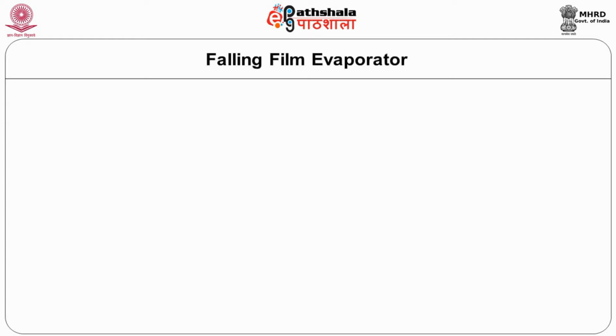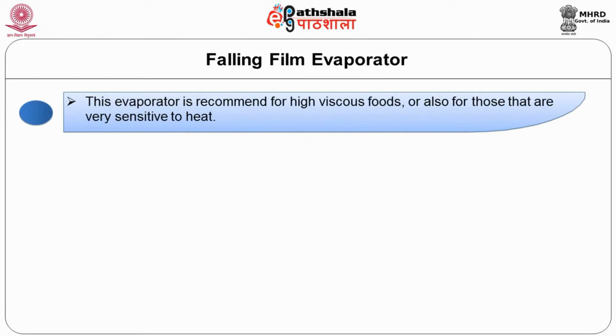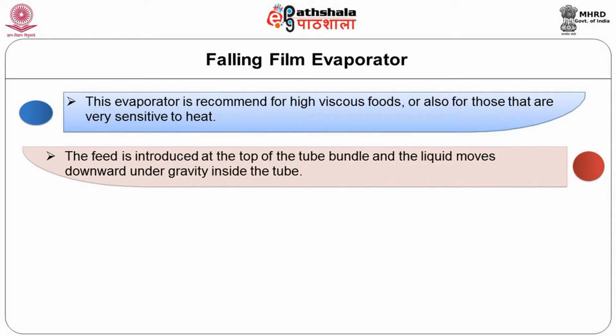Falling film evaporator. This evaporator is recommended for highly viscous foods or also for those that are very sensitive to heat. The feed is introduced at the top of the tube bundle and the liquid moves downward under gravity inside the tube.